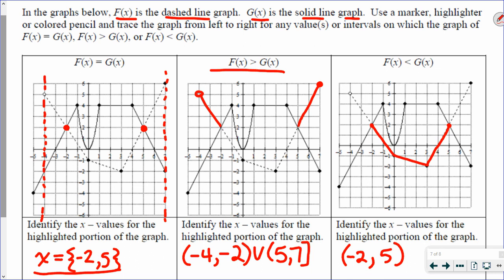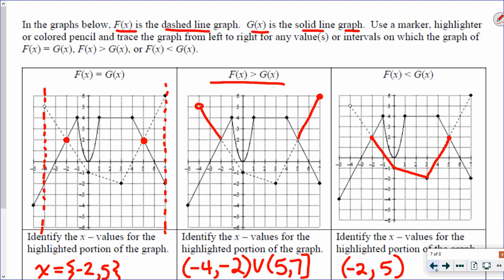But I do want to stress, if we change those inequality signs to greater than or equal to, less than or equal to, then we would have to change some of those parentheses to brackets, because in that case, we would include some of those x values in the interval, okay?